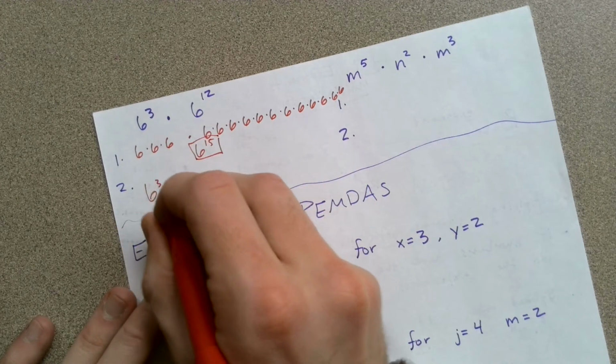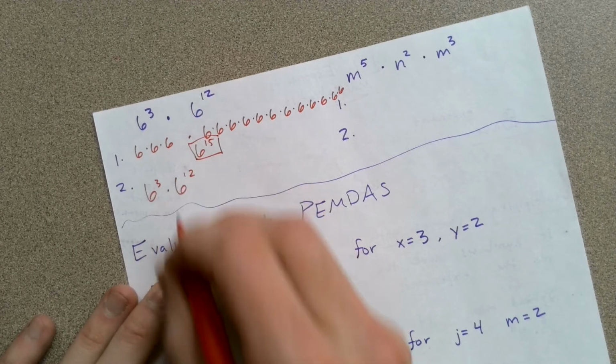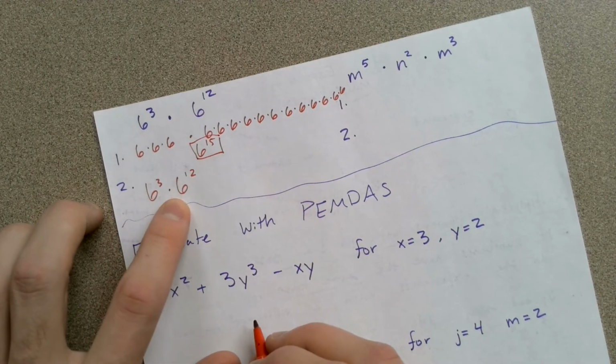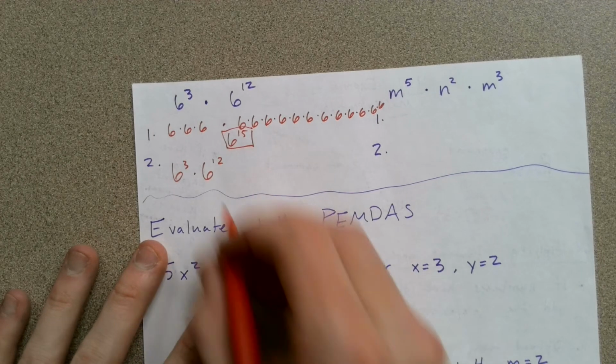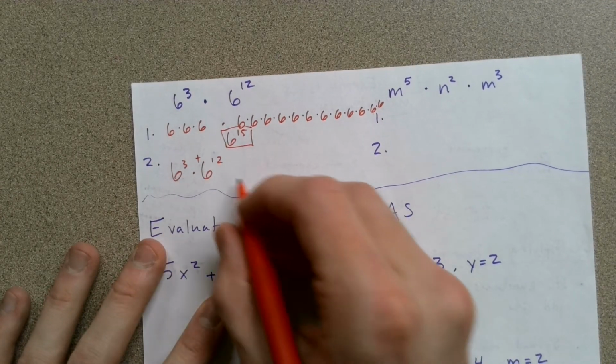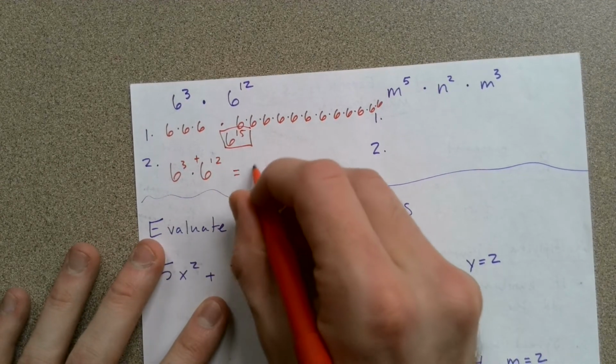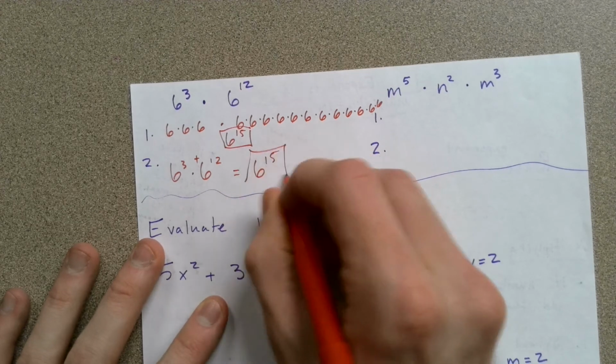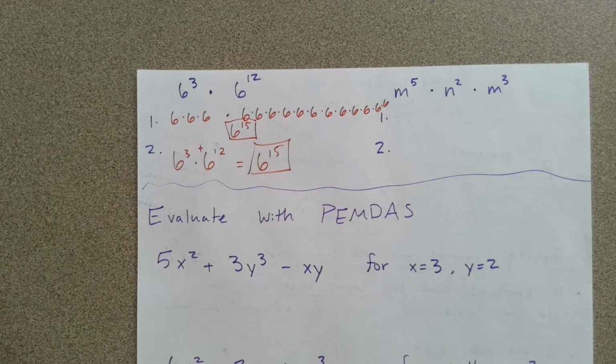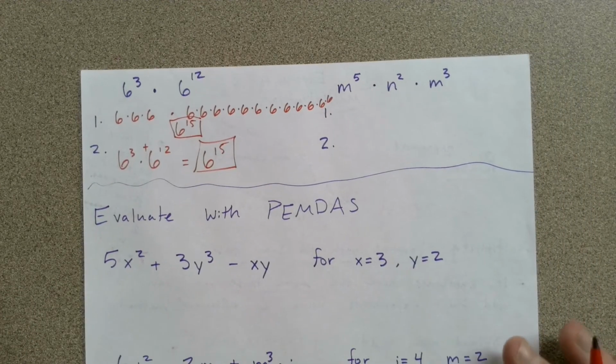But let's make this simpler. I don't want to write all those 6's. I just want to do 6 to the third times 6 to the 12th. They have the same base. Let's add them up. 3 plus 12 equals 15. Wow, look at that. That's nice and easy. Use whatever method works best for you. One more example like this.